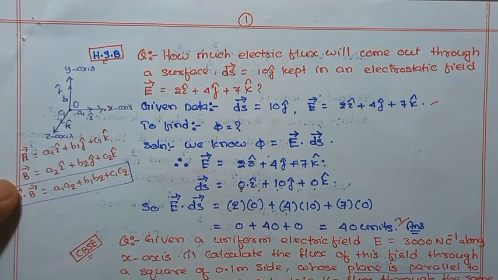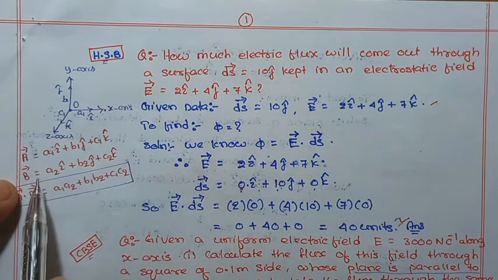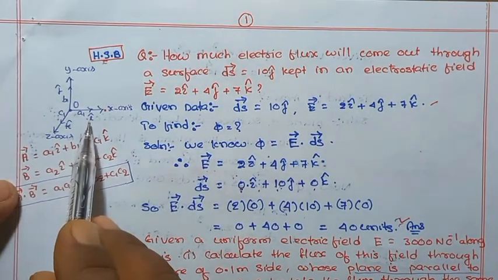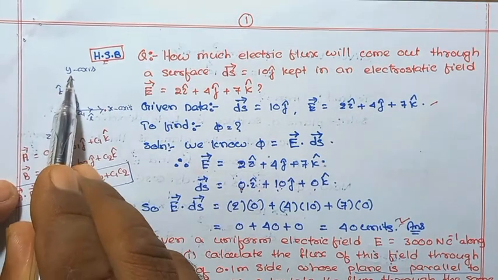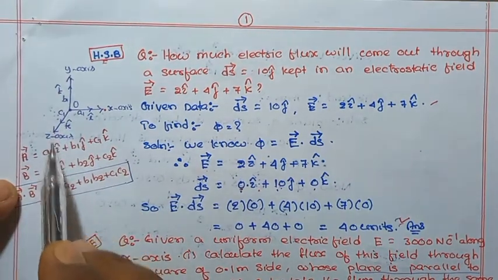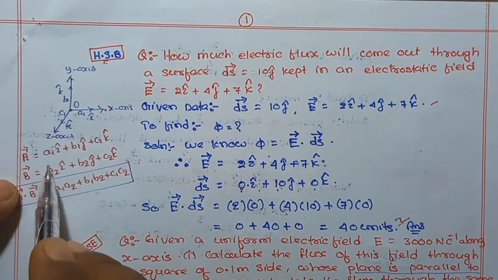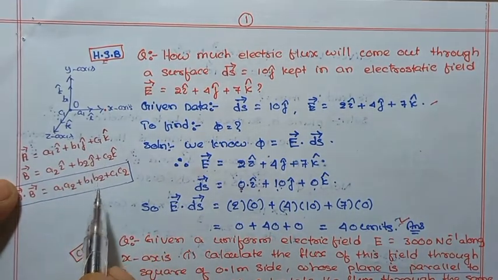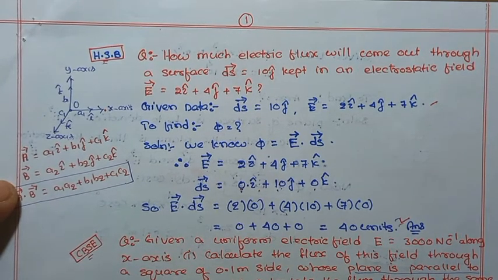Here i cap, j cap, k cap are the unit vectors corresponding to the x-axis, y-axis and z-axis. So this is i cap along x-axis, j cap along y-axis and k cap along z-axis. So any vector can be expressed in terms of these unit vectors. Okay, now we'll see.